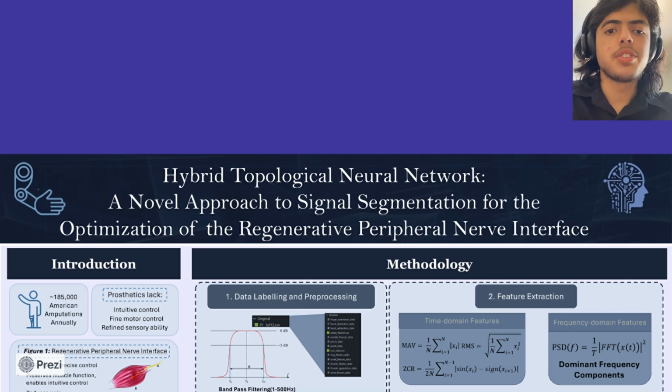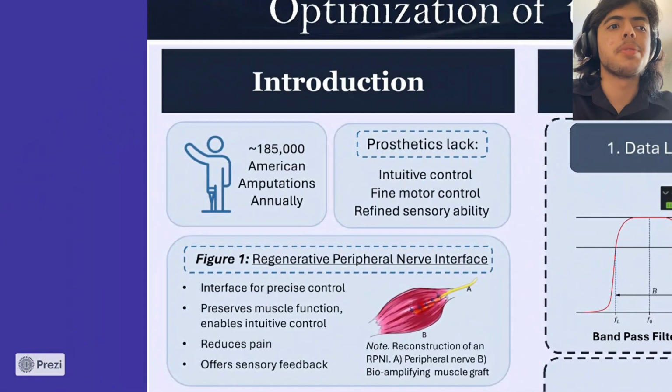Hello, my name is Aryan Shenoy, and today I'll be telling you about the hybrid topological neural network, a novel approach to signal segmentation for the optimization of the regenerative peripheral nerve interface. 185,000 individuals undergo amputations annually in America alone, and one would think with modern medicine and technology, these people would receive the best treatment possible through prosthetics.